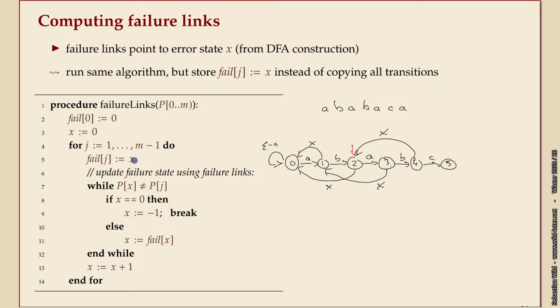It keeps track of the state X, always remembers this in this fail array. The failure links now are a single array. And then you always make one step. Okay.